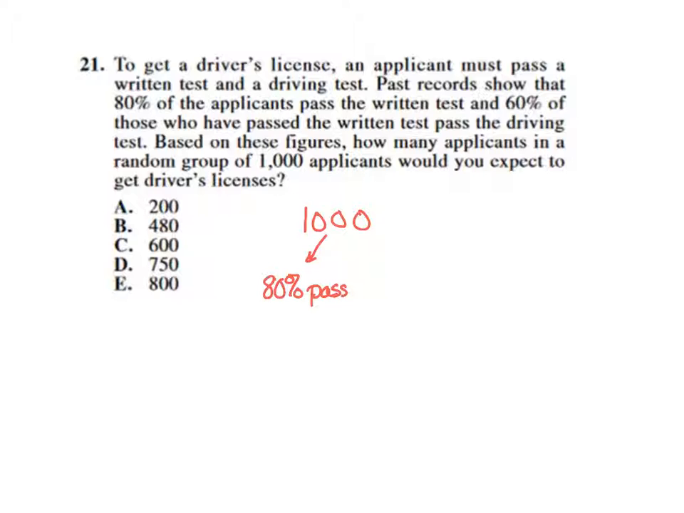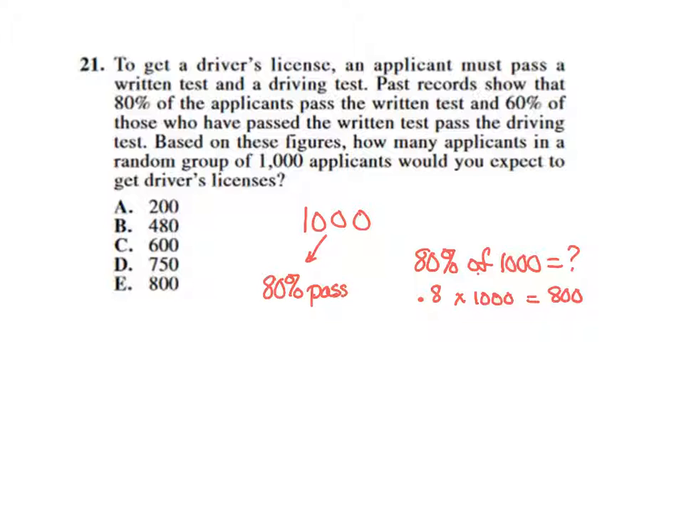So 80%, let's just put it like this first of all. 80% of 1,000. 80% is 0.8, of in math means to multiply, and I get 1,000. And if you multiply those two together, you're going to get 800. So 800 people pass the written test to begin with.